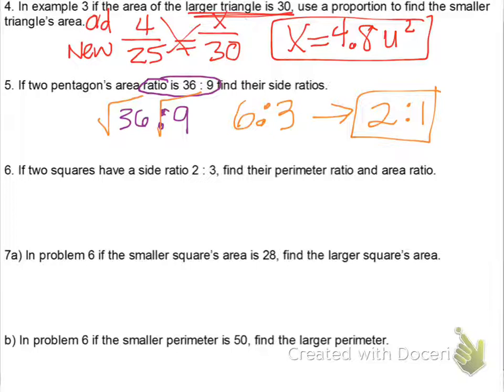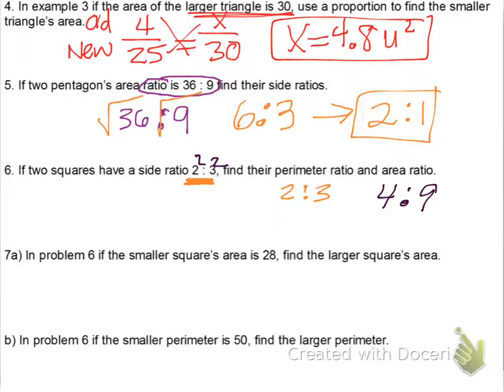Okay, number 6. If two squares have a side ratio of 2 to 3, so that's the original ratio, find their perimeter ratio and their area ratio. So again, the perimeter ratio is just going to be the same as the ratio of the sides, so that's going to be 2 to 3. And for the area ratio, I'm going to take that original ratio and square both numbers. So their area ratio would be 4 to 9.